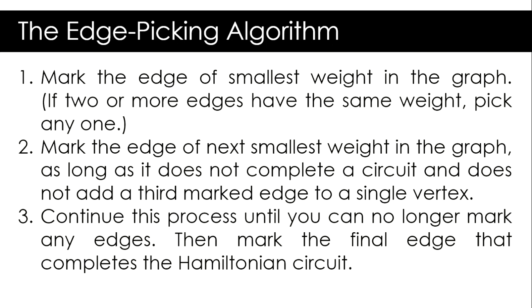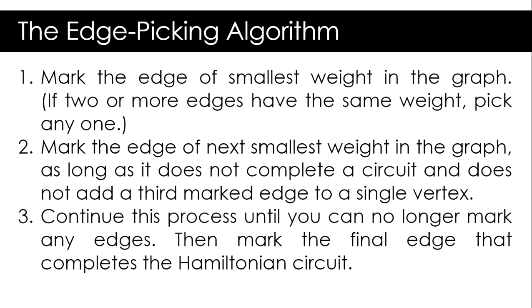Okay, for number 2, we need to mark the edge of the next smallest weight in the graph as long as it does not complete a circuit and does not add a third marked edge to a single vertex. We need to continue this process until we can no longer mark any edges, then mark the final edge that completes the Hamiltonian circuit. So take note, there's consideration here: as long as it does not complete a circuit, so we need to pick different edges.